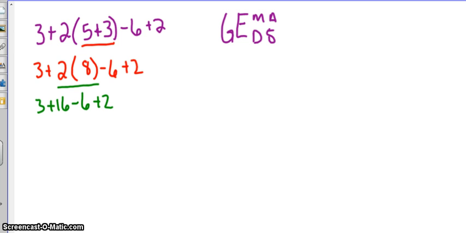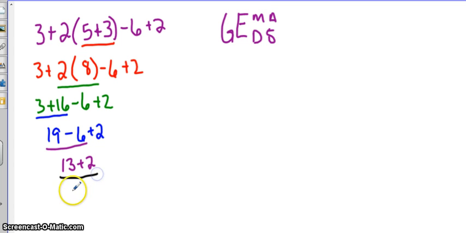Okay, so I'm looking for these, and I have an addition problem here, so I'm going to solve that. 3 plus 16 is 19. Then I write the minus 6 plus 2, and then we go on to the subtraction problem in order from left to right. So we're going to solve 19 minus 6 first, and 19 minus 6 is 13. Then we add the 2 in. Okay, and then we come back and we do this addition problem here. 13 plus 2 is 15. And so our answer to this problem is 15.